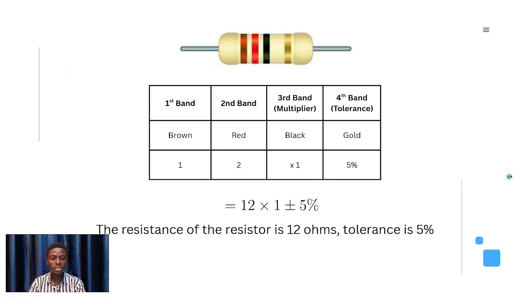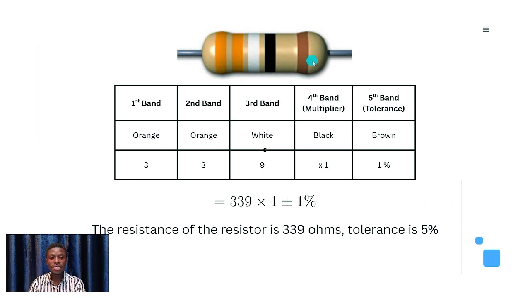Let's go on. I have another resistor here. So this is a 5-band resistor. Look at it. So the first color is orange, the second color is orange, the third color is white, the fourth color will now be the multiplier, and that color is black, and the last color will now be the tolerance. Remember I told you earlier that in most 5-band resistors, the last color is most of the times brown. Now 5-band resistors are precision resistors.